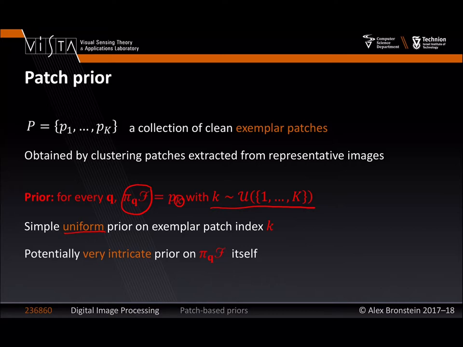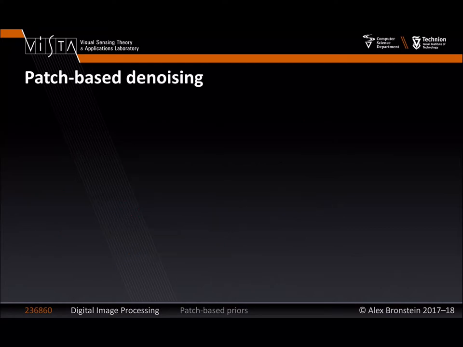So I'm replacing the need to model the probability density on pixels, which might be completely crazy, by the need to model a distribution of the index of the exemplar, which can be as simple as uniform. Okay, so a uniform prior on K is definitely not a uniform prior on pi QF. Is this clear? Okay, so this is my patch prior. So let's now have a look at a specific inverse problem.